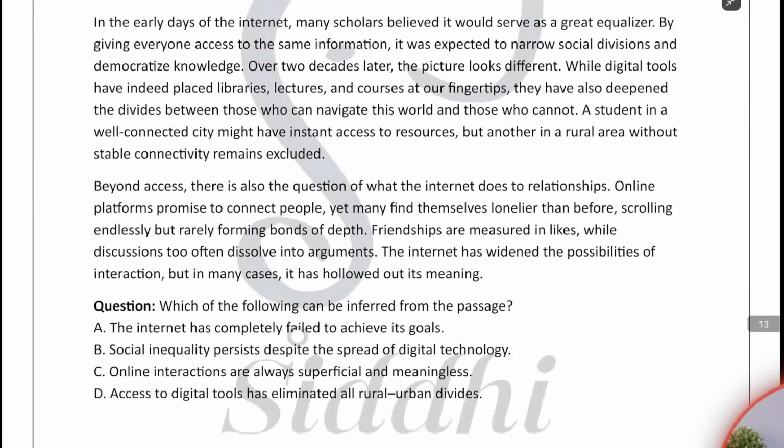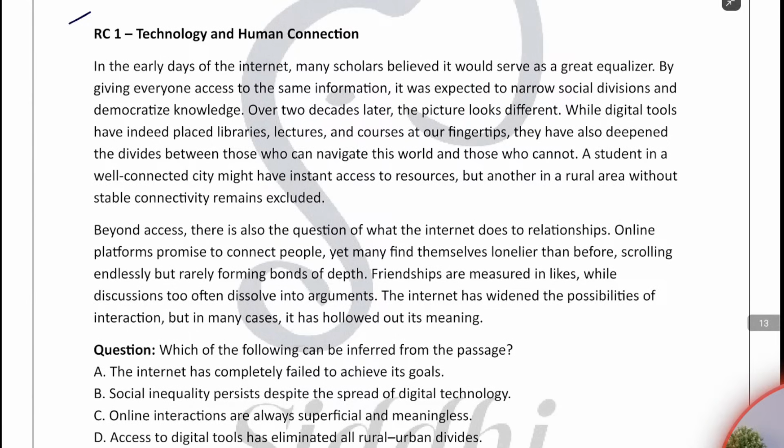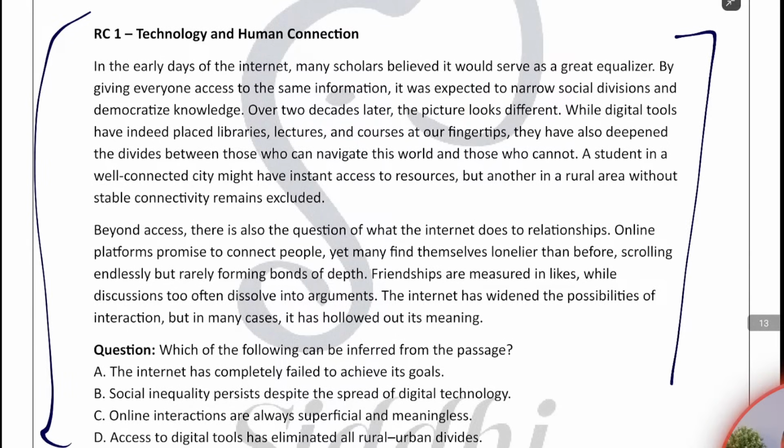Now, let us practice question number 1. This is the practice question, an exam standard practice question. Please do question number 1.